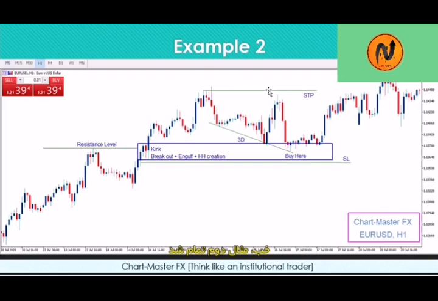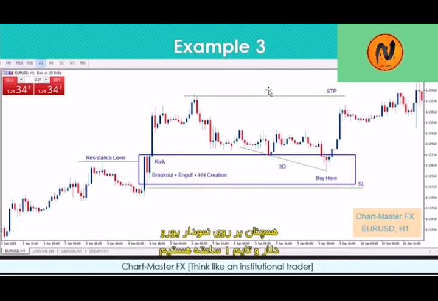So that's it, guys, on example number 2. Let's go to example number 3. So in example number 3, guys, we are still on the Euro USD on the H1 time frame. As you can see, guys, what happened here, we had a resistance line here. Once we have a resistance line here, what happened? The price reacted to this resistance level, and it was able to break this resistance level, and it dropped down.